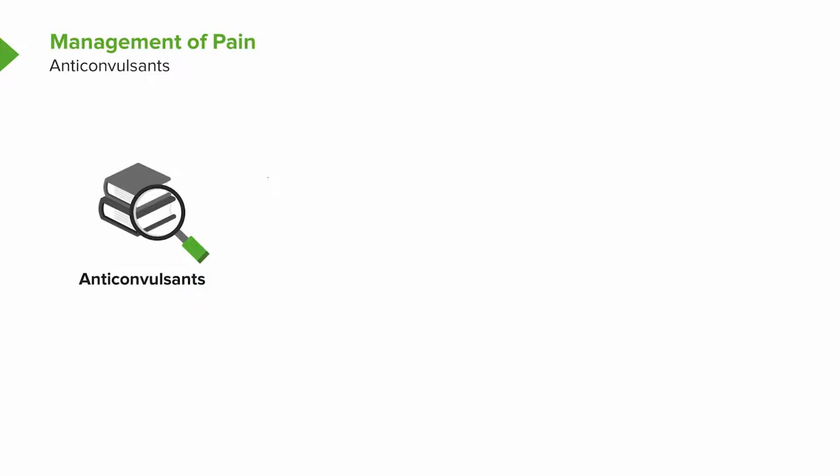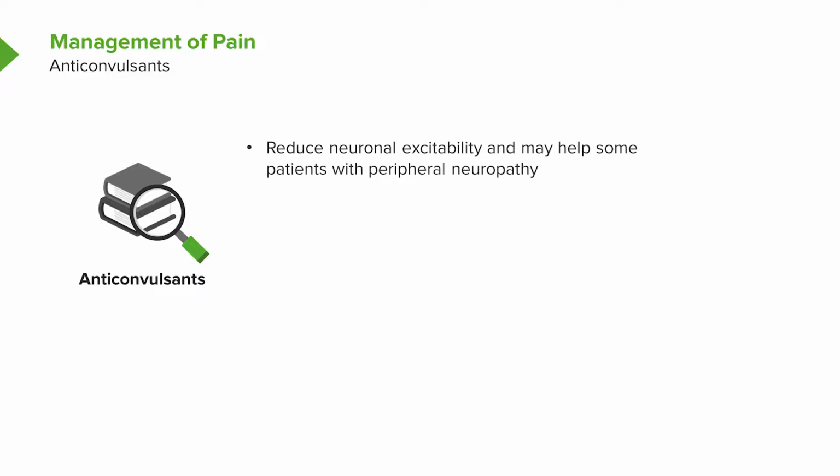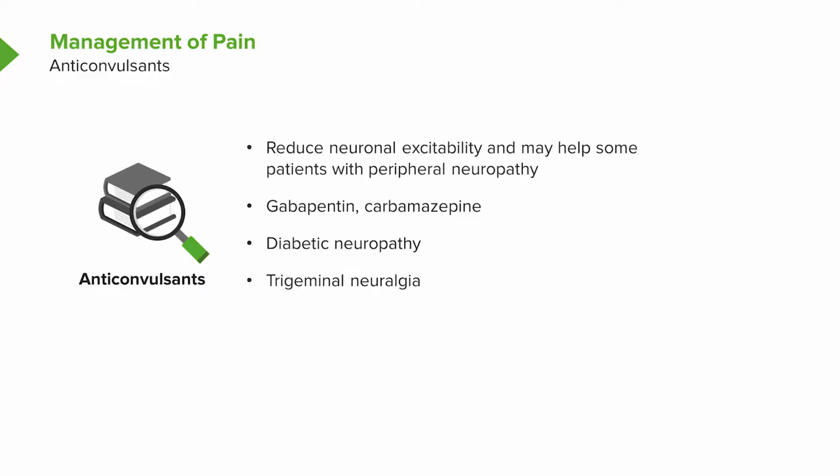So another group of drugs that have been used in the treatment of chronic pain are some anticonvulsants. These reduce neuronal excitability and may help some patients with peripheral neuropathy. And the two that are most commonly used are gabapentin and carbamazepine, which are used in the treatment of diabetic neuropathy and trigeminal neuralgia, which is a condition in which the face becomes intensely painful, and in which allodynia, this business of barely touching the skin, results in exquisite pain. And gabapentin and carbamazepine have been used in the treatment of that condition.